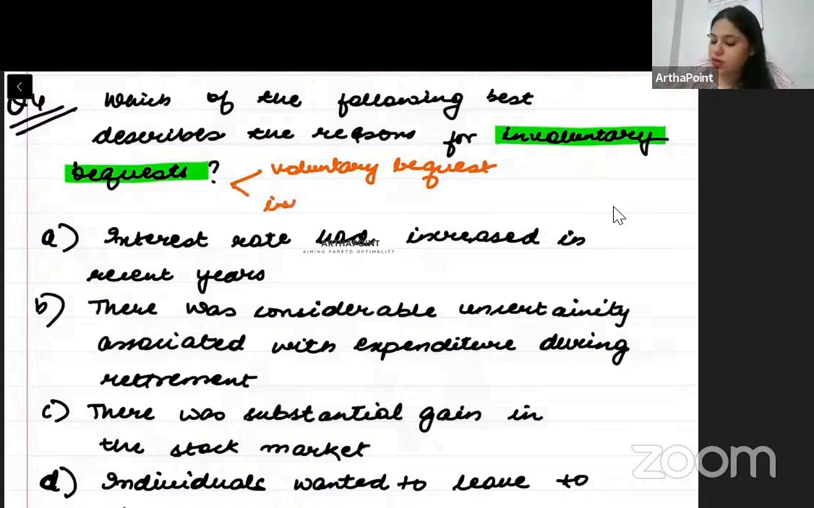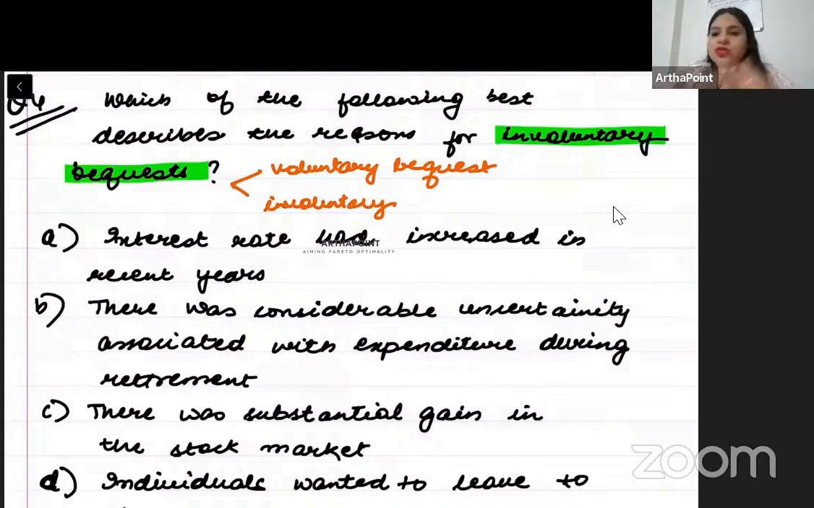But the other is involuntary. Involuntary bequest is basically when you are not in your mind keeping it for the future generation. You are keeping it because you are uncertain about your own future, right? Because there is some uncertainty associated with how you will spend your own retirement, about what will be your expenditure during your retirement.